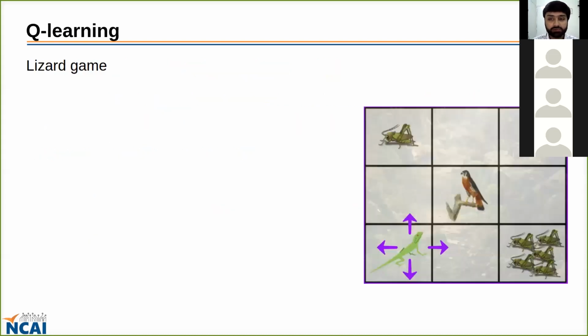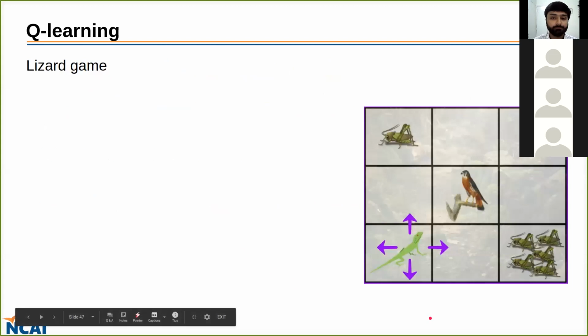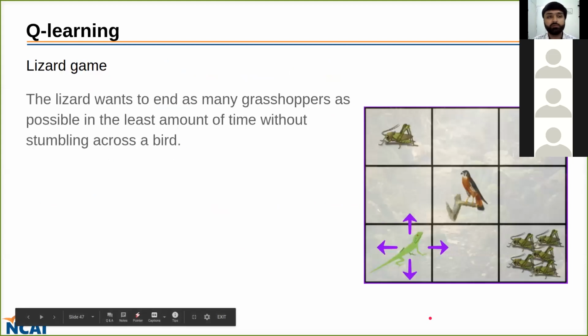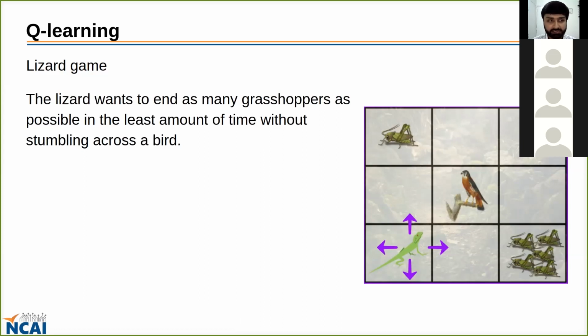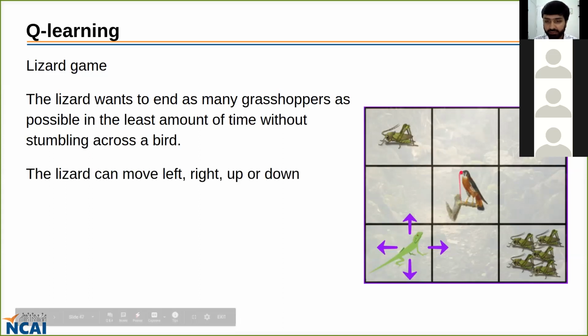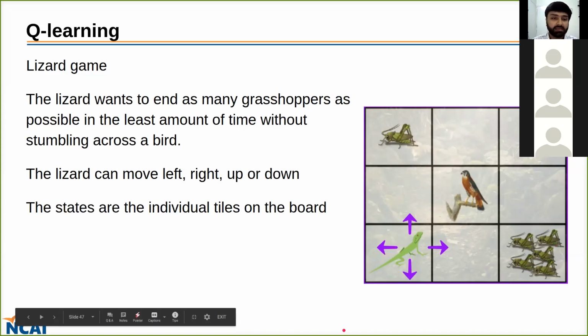Okay. So this right here is a lizard game. In the lizard game, the lizard wants to eat as many grasshoppers as possible in the least amount of time without stumbling across a bird. The lizard can move left, right, up, or down. So it has 4 actions, and there are actually 9 states: 1, 2, 3, 4, 5, 6, 7, 8, 9. And the states are these individual tiles on the board.